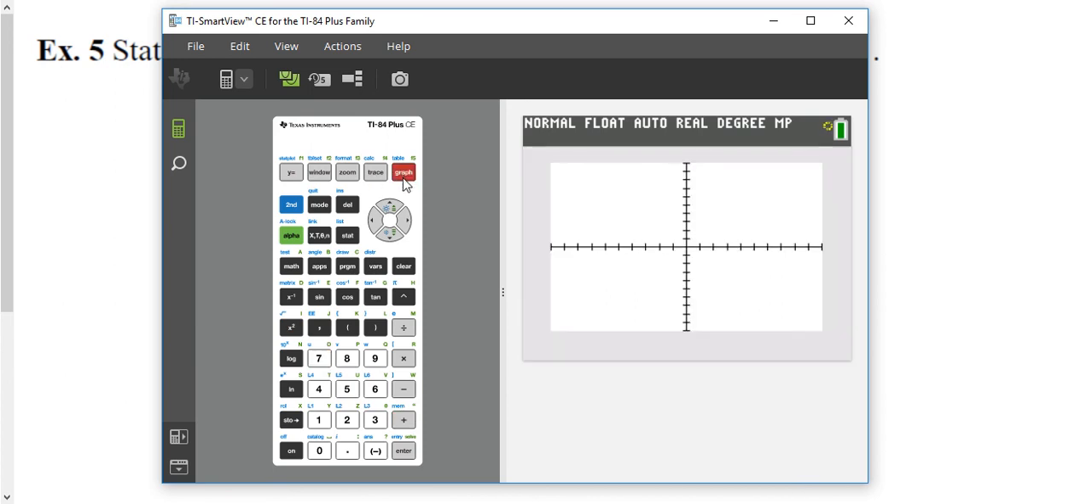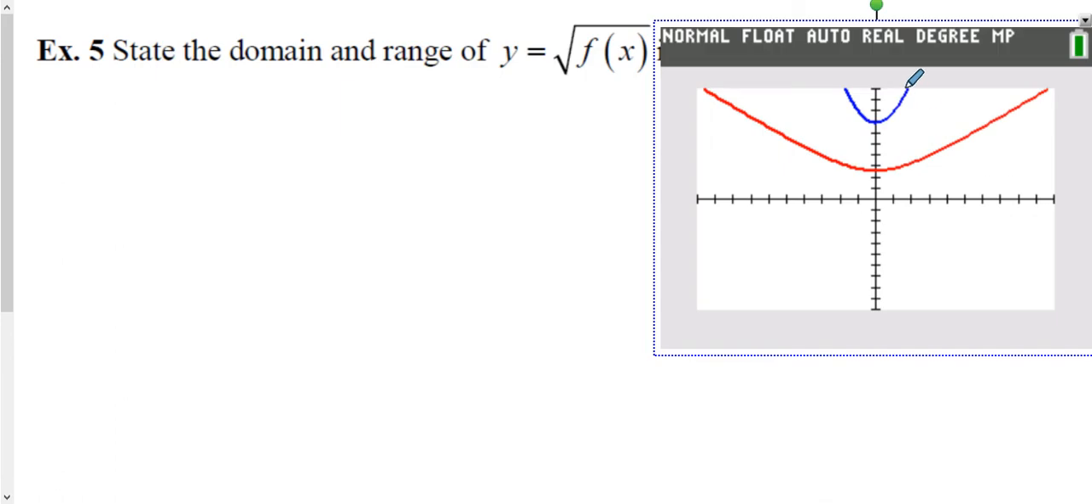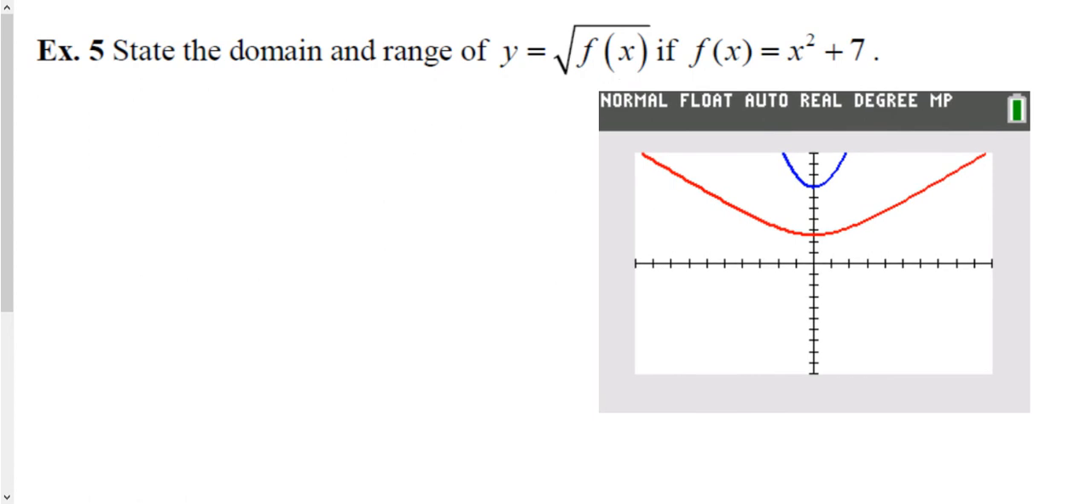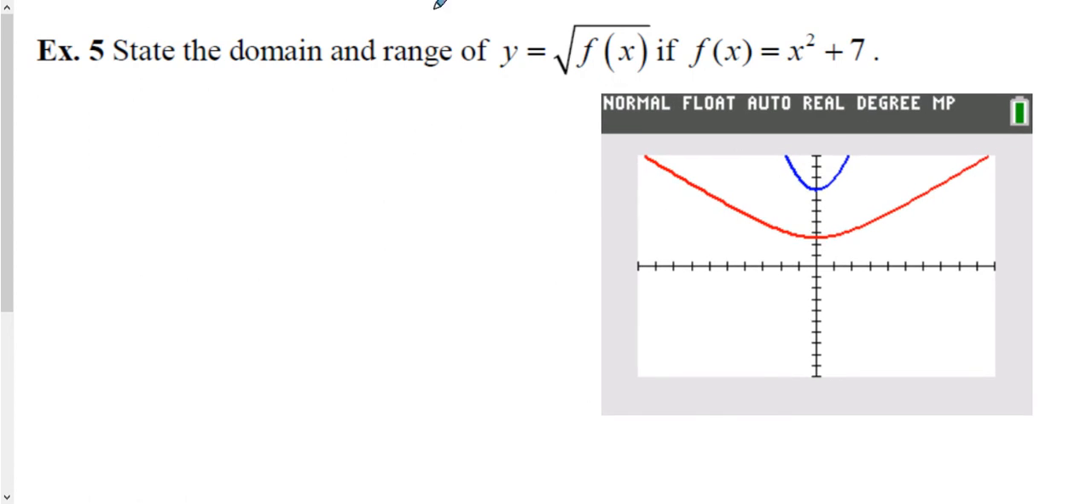And I'm going to hit graph because I'm ready. Let's see what the graph looks like. And there we go. So we have the original right here in blue and the new one here in red, and I'll copy that into our notes just so that we have a copy. Of course, this question here, I didn't ask you to graph by any means, but I did want you to write down the domain and range of the new function.